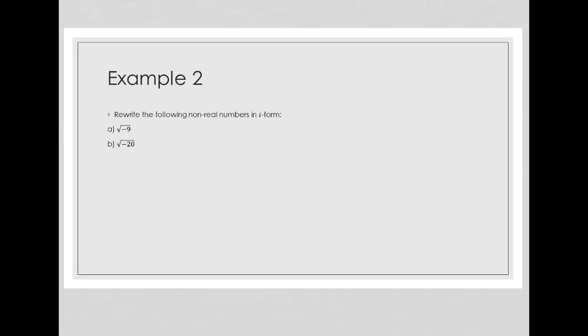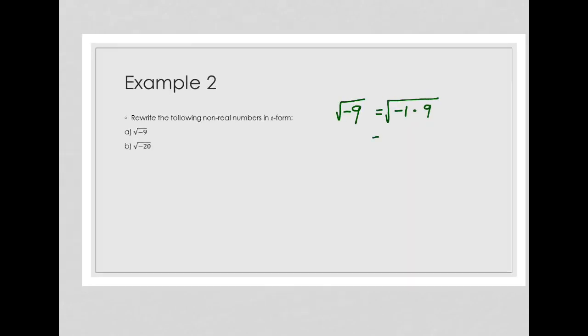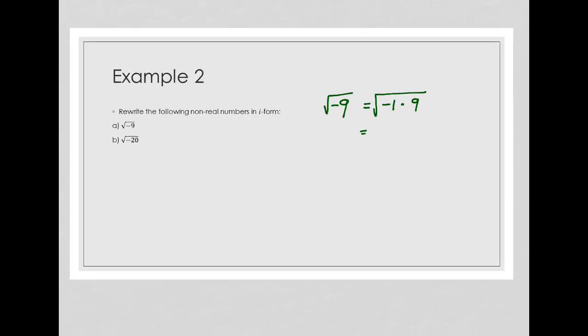In this next example, it asks to rewrite the following non-real numbers in i form. Alright, so how do we do that? In A, we have the square root of -9, which I can rewrite as the square root of -1 times 9. And because it's multiplication, I can give them each their own square root. So now I have the square root of 9, which is 3. And from my notation, the square root of -1 is i.